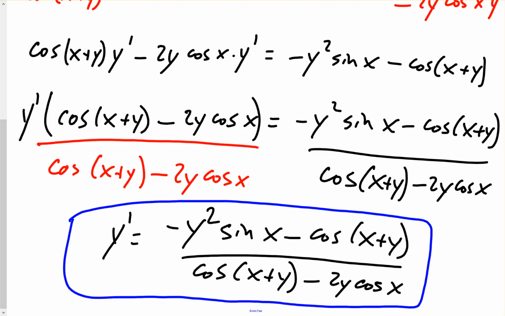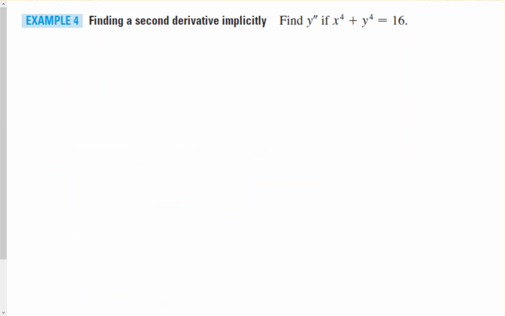Okay, let's take a look at another one. Finding a second derivative implicitly. It says here find y double prime if x to the fourth plus y to the fourth equals 16. Okay, so let's first take the first derivative, and then we could use this equation to then get the second derivative. Okay, so let me show you guys how that works.